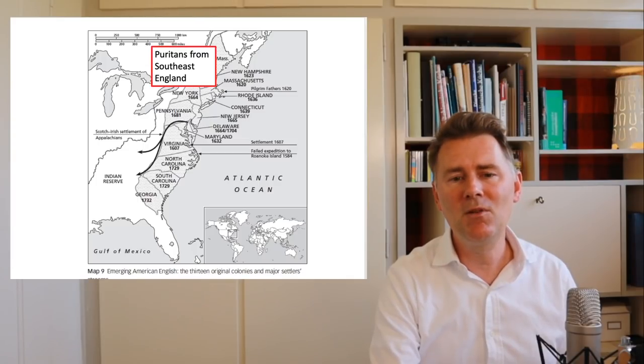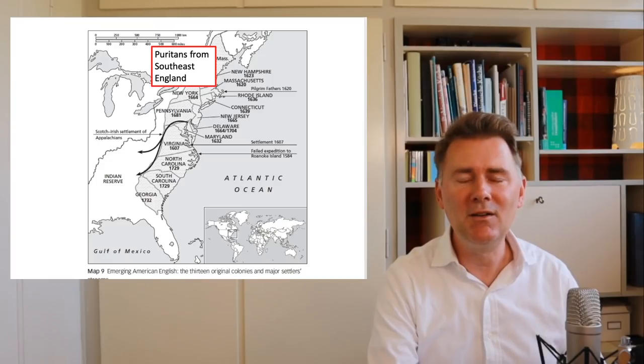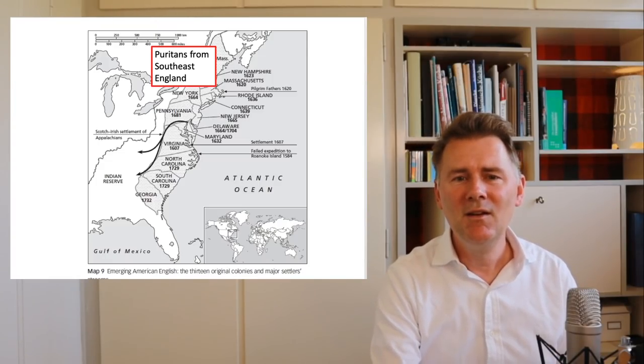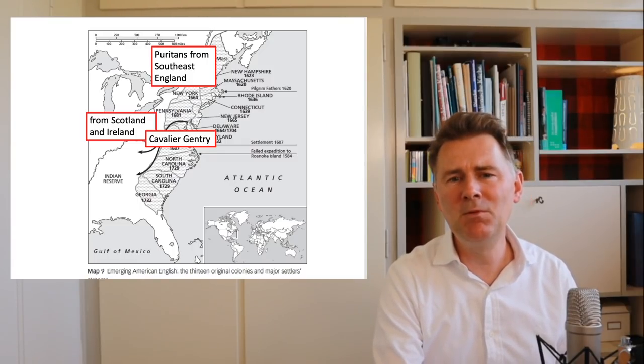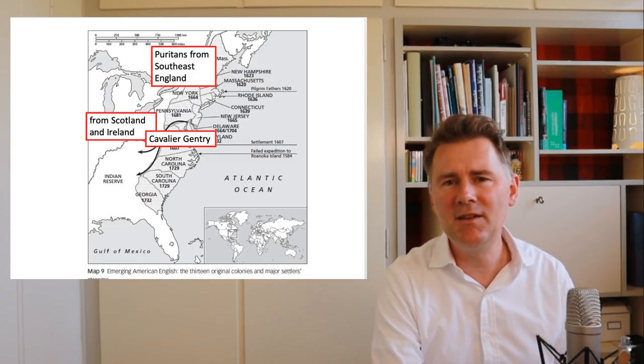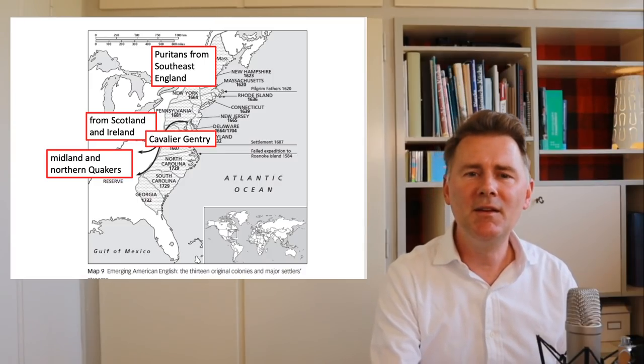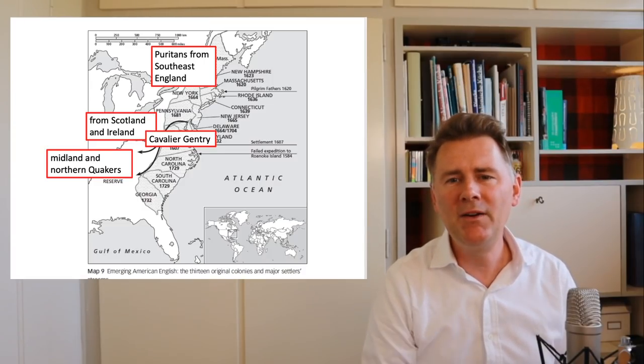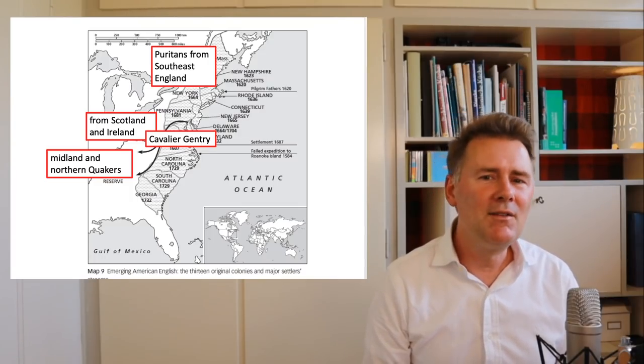we know, for example, that Puritans from Southeast England settled in New England, the area of the United States that's known as New England. Members of the royalist upper class, the Cavalier gentry, settled in Virginia. Working people from Scotland and Ireland settled in the Appalachian Mountains. And then Midland and Northern Quakers set out to join the Great Westward Trek, and so on and so forth.